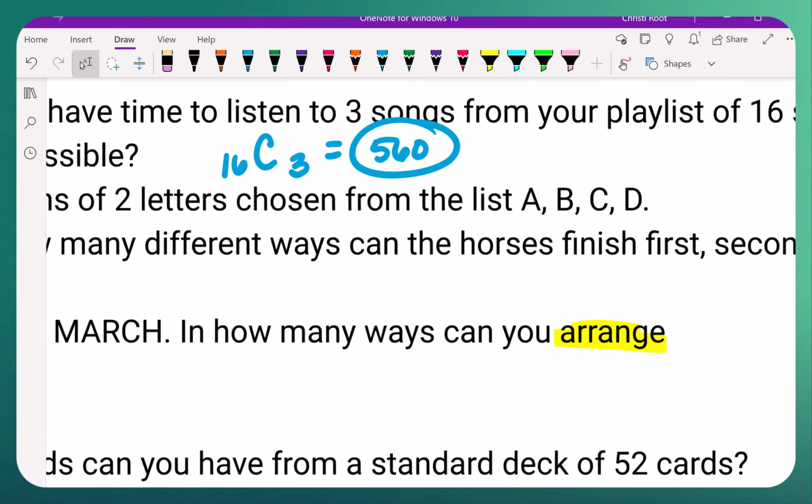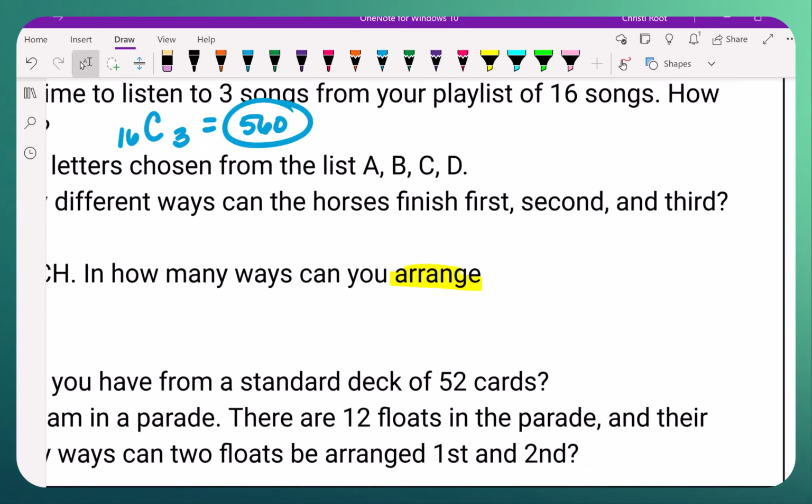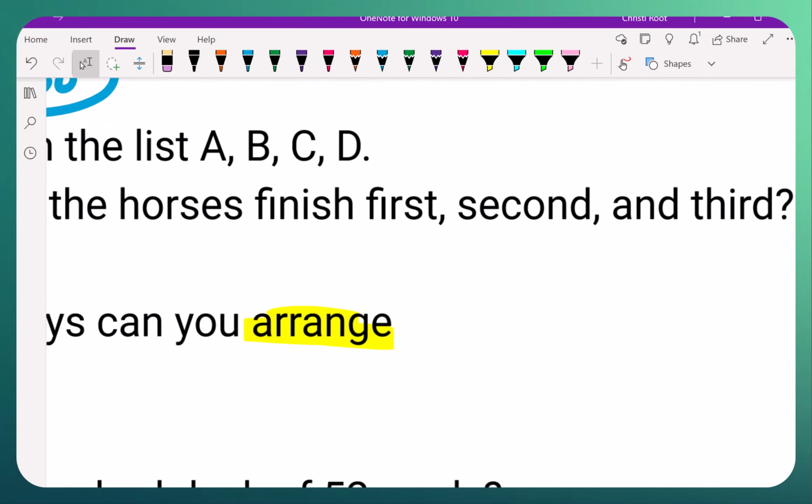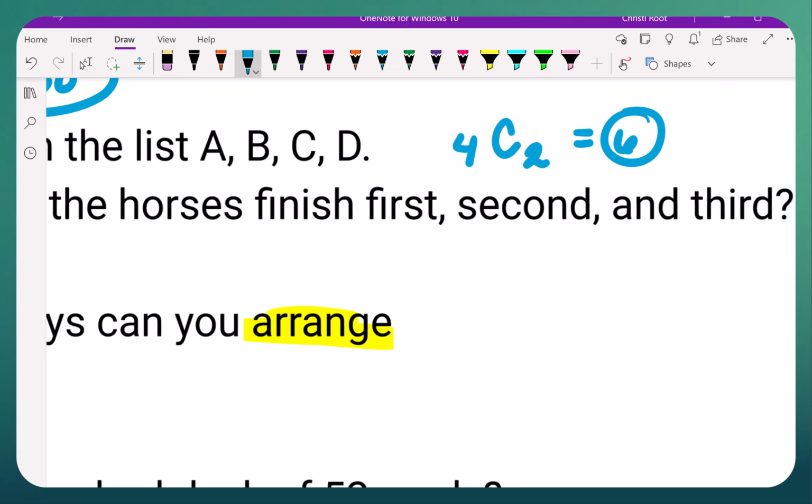Good. Okay, question number 2. We are choosing 2 out of a total of 4. So put your total first. 4 letters. Choose 2. And you should wind up with 6. So go ahead and type it in your calculator, practice it, and make sure that you get 6.